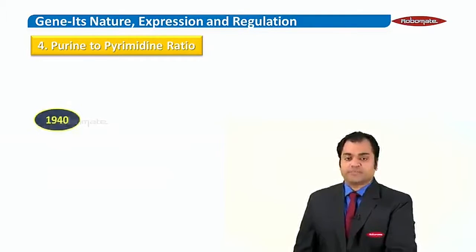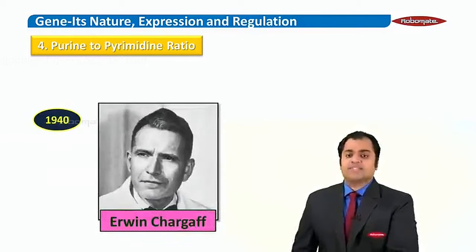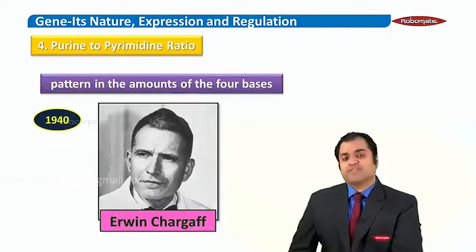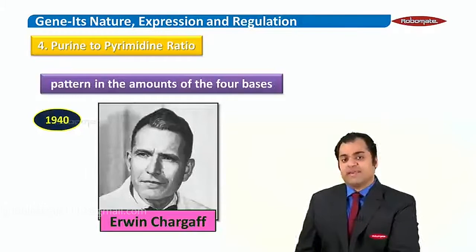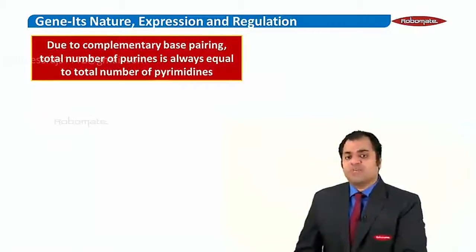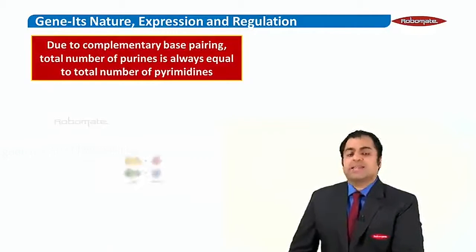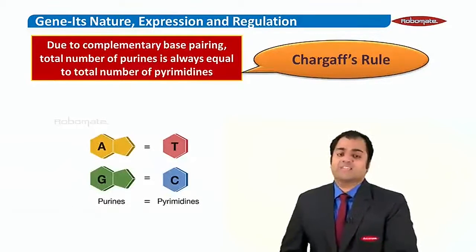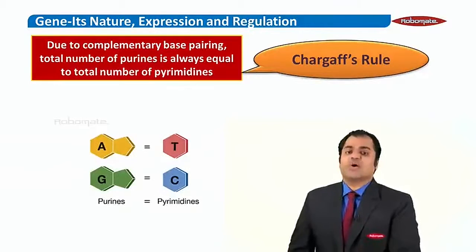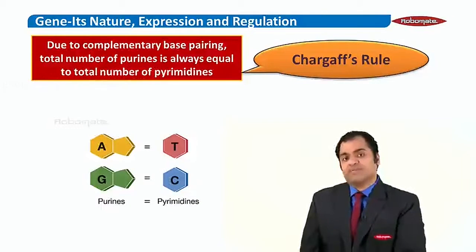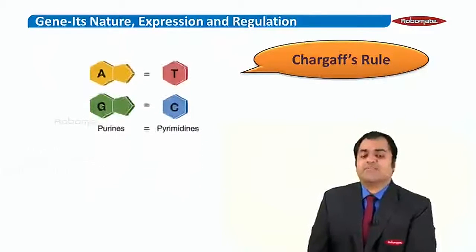Point number 4. In 1940, a scientist called Erwin Chargaff gave the pattern in the amounts of the 4 bases in a double-stranded DNA. According to him, due to complementary base pairing, the total number of purines is always equal to the total number of pyrimidines. And this is also called Chargaff's rule, because A is always equal to T and G is always equal to C. Or we could say that purine is always equal to pyrimidine. Okay? Now, let's write it in another form.